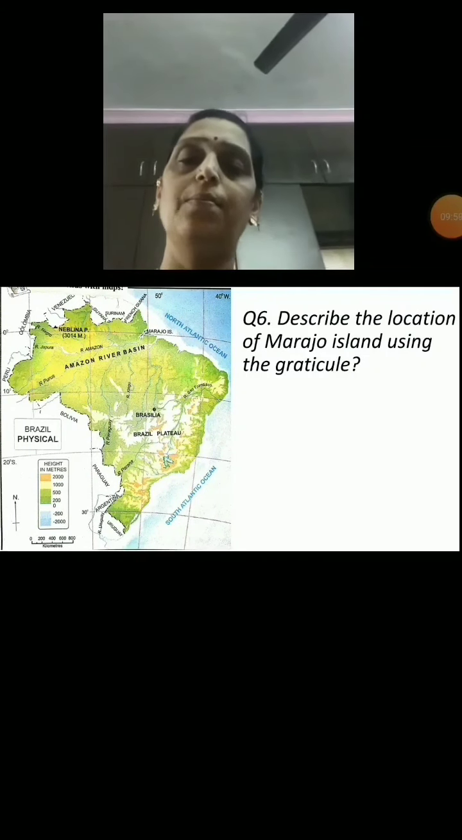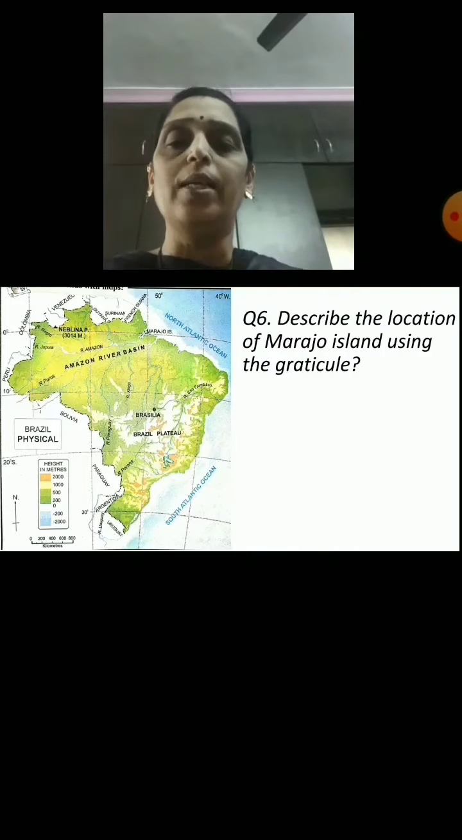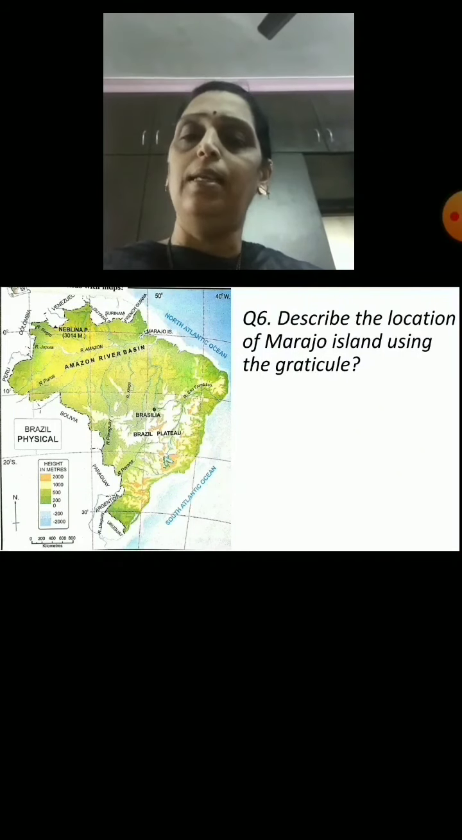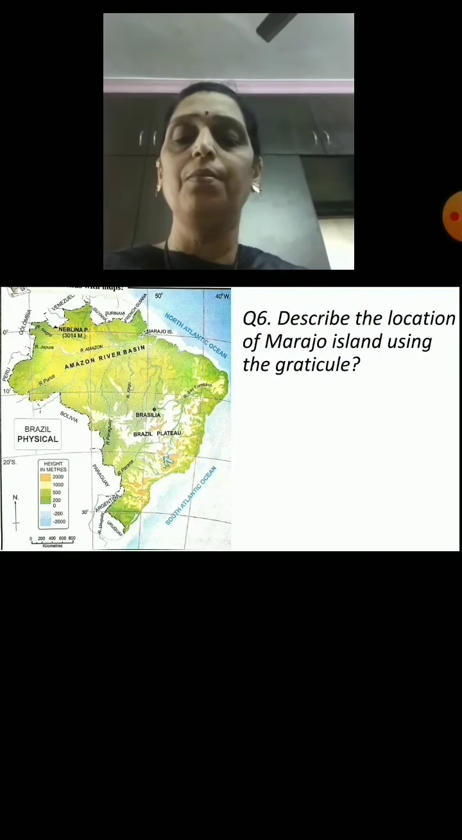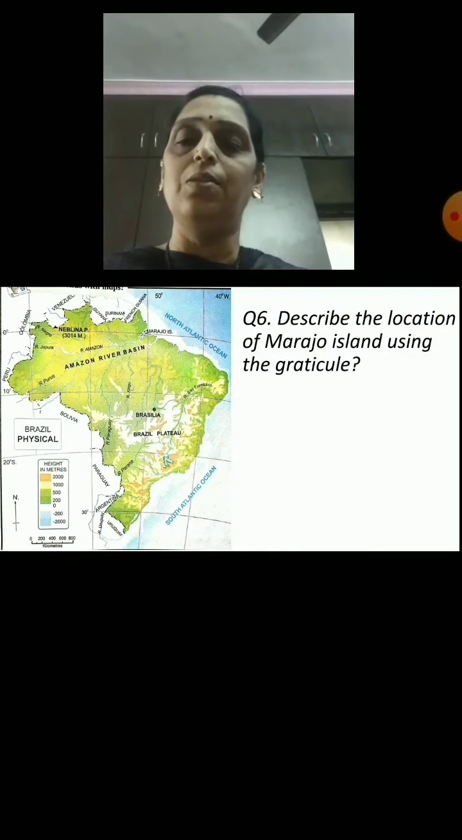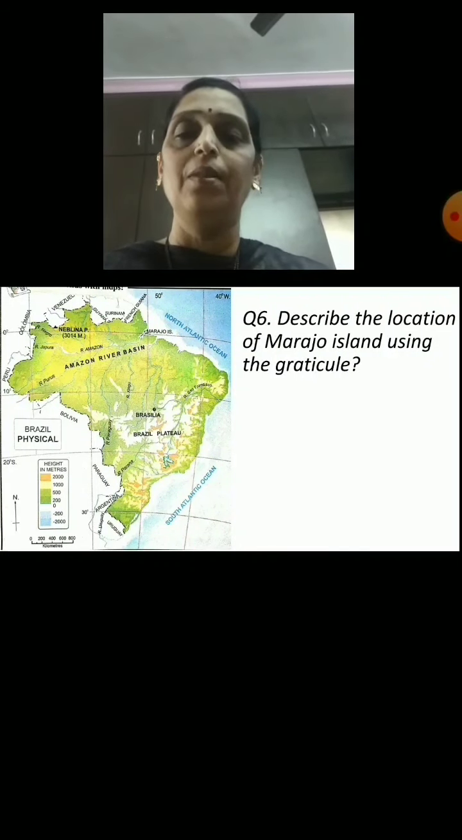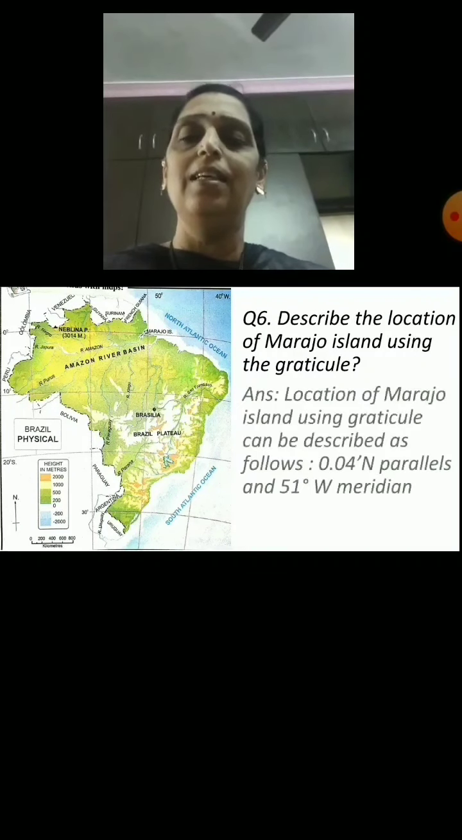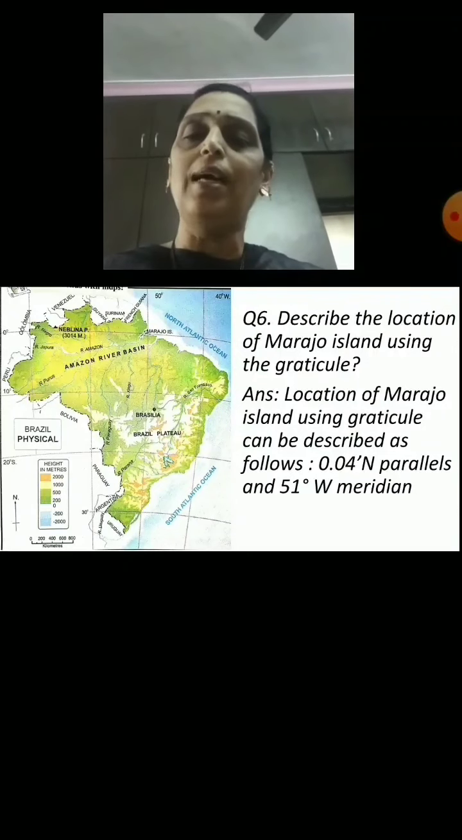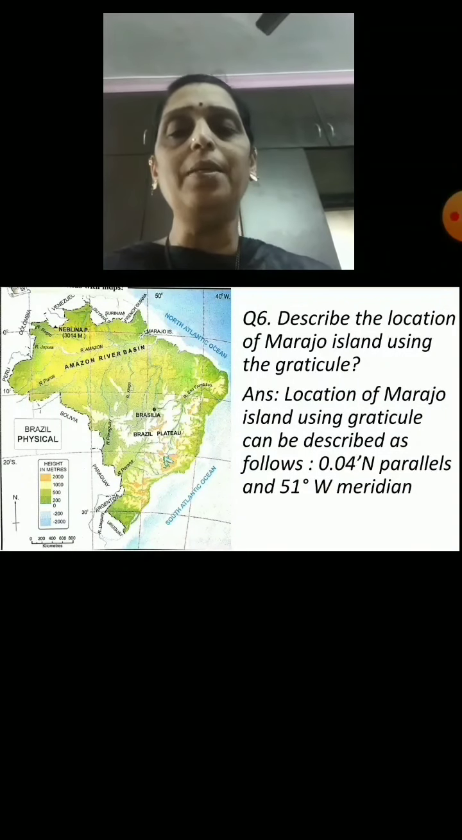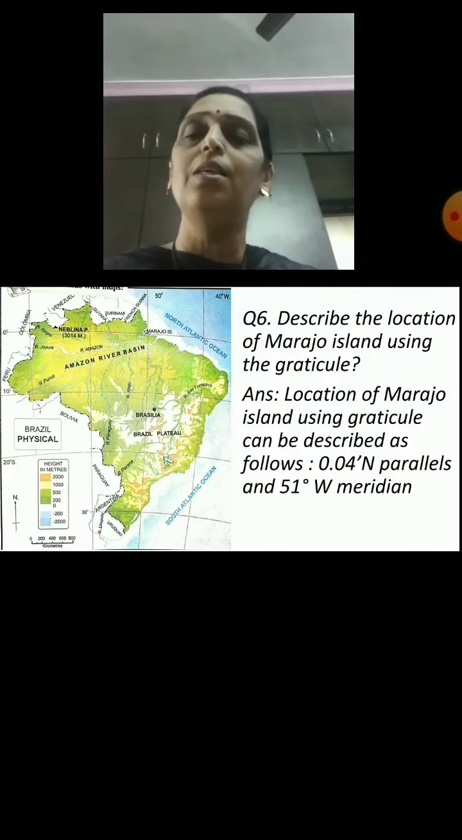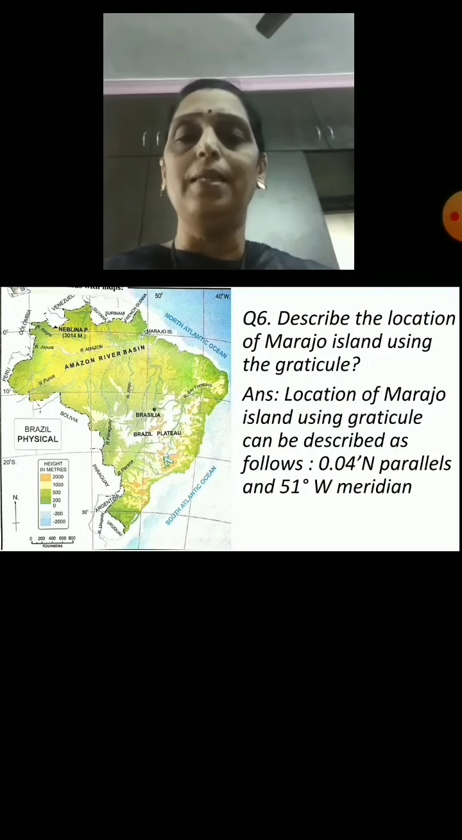Now the next question. Question 6. Describe the location of Marajo Island using the Graticule. Now you are going to use the Graticule and find the answer. Yes, the answer is: location of Marajo Island using Graticule can be described as follows: 0.04 minute north parallels and 51-degree west meridian.